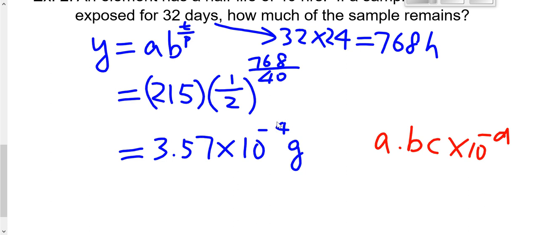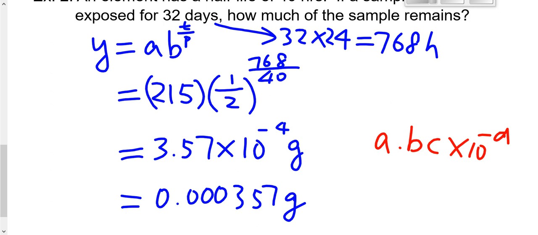Or if you don't feel comfortable with this kind of thing, or if you want to see how small this number is, I'm sorry, I don't know how to do this on the TI calculator, so you might want to ask some other people. Manually, you can just move the decimal 4 spots to the left. So if you do so, you will end up with 0.000357 grams.